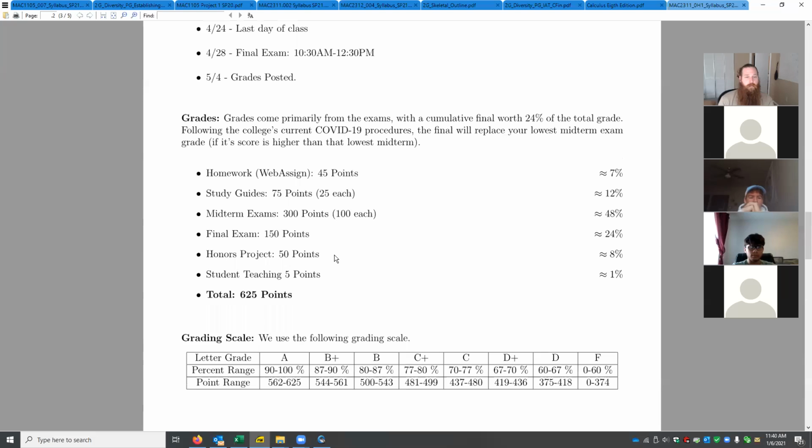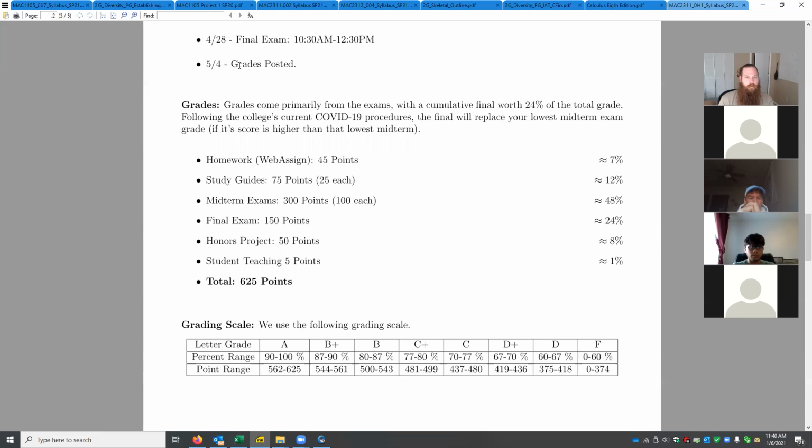The grade breakdown is like this, right? So most of it's coming from the exams. There's a cumulative final at the end that's worth almost a quarter of the whole grade. And then I will be replacing your lowest midterm by the final. So if you get a 70 on the final and your lowest midterm is a 60, after you take the final, I will go back and replace that lowest midterm with your grade on the final exam.